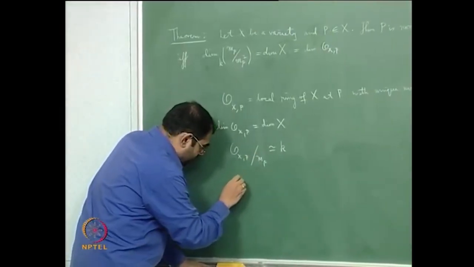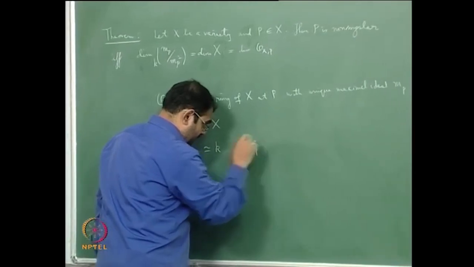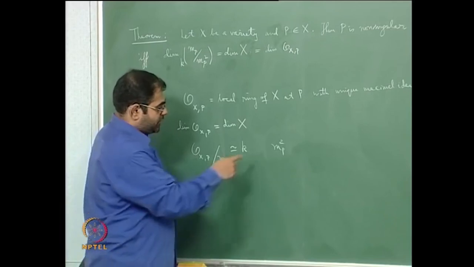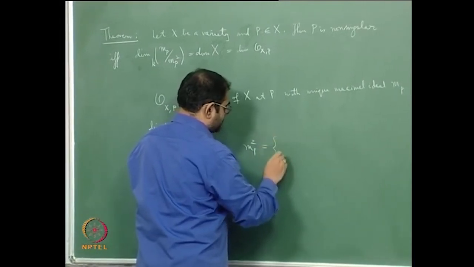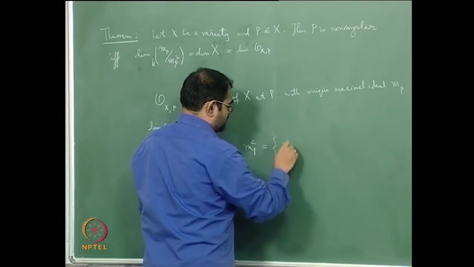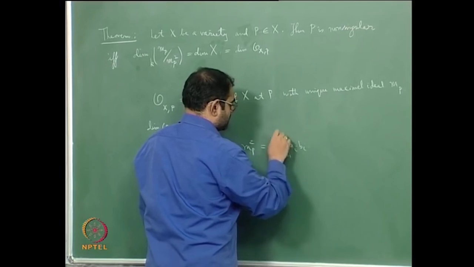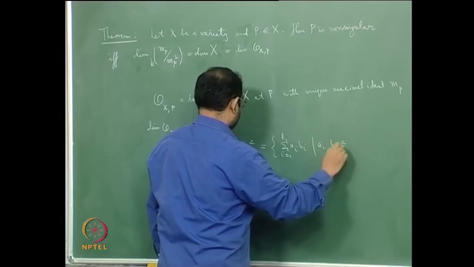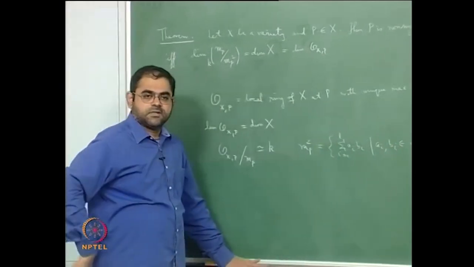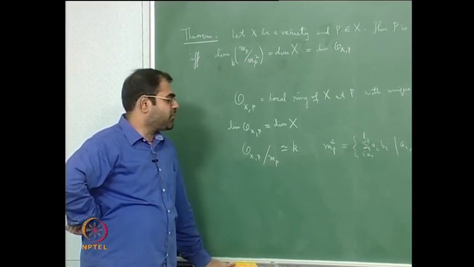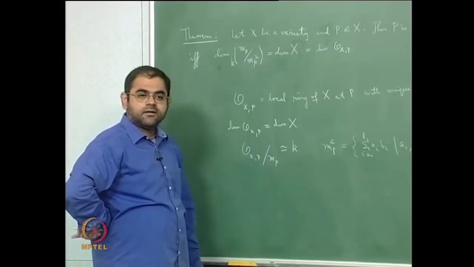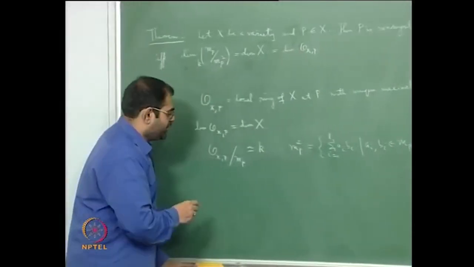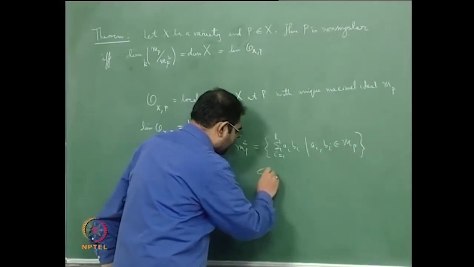If you look at m_P squared, this is the square of the ideal m_P. It consists of elements of the form the sum of a_i b_i, i equal to 1 to some L, where a_i and b_i are in the maximal ideal. This is just the squared ideal: finite sums of products, taken two at a time from the maximal ideal m_P. And of course this is contained in m_P.